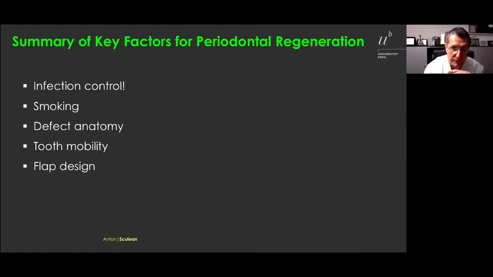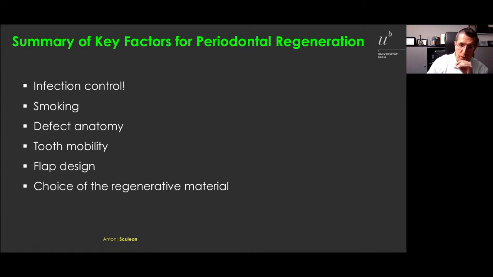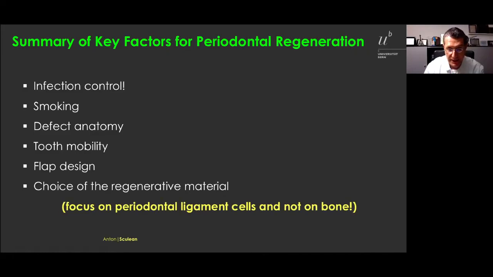That's the whole story behind. Prevent infection, stabilize the blood clot. Be careful and very selective when you choose your regenerative material. And again, I repeat, focus on periodontal ligament cells and not on the bone. And then the next point, and this is the lifelong maintenance, because without a thorough lifelong maintenance, you will not be successful. It's as simple as that.